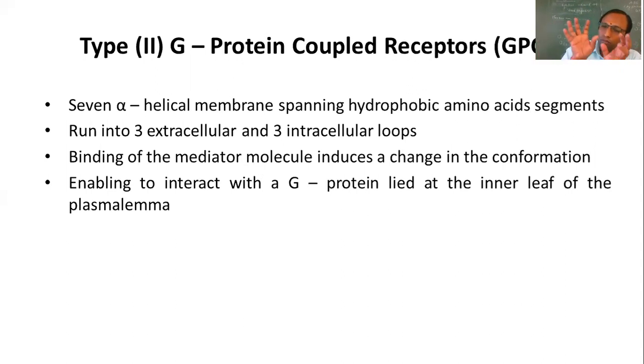So the GDP-bound G protein is there. What happens once it starts to bind, when the signal arrives? The GDP is replaced by GTP, it becomes activated, and it goes and activates the nearby enzymes. That enzyme will activate a cascade of reactions. Once the cascade is done, it goes back from the GTP to the GDP state, and then there is a conformational change on the membrane also, enabling it to interact with the G protein lying at the inner leaflet of the plasma membrane.